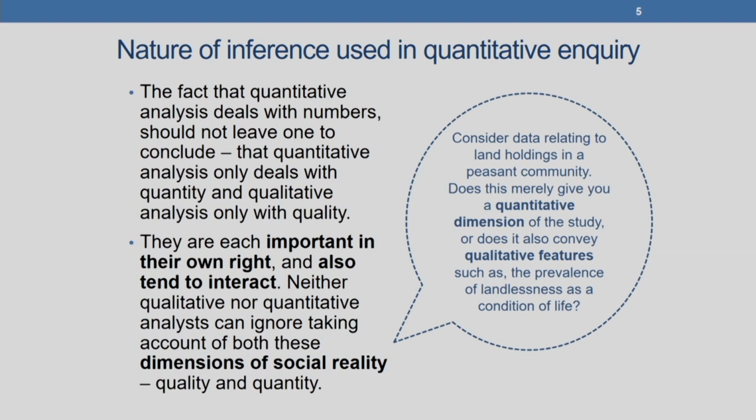But what is important to keep in mind here is that quantity and quality each are important in their own right, and they also tend to interact. Neither quantitative nor qualitative analysts can ignore both of these dimensions of social reality. Qualitative analysts also have to take account of quantity at various times, and quantitative analysts also have to bear in mind qualitative categories or qualitative case studies.